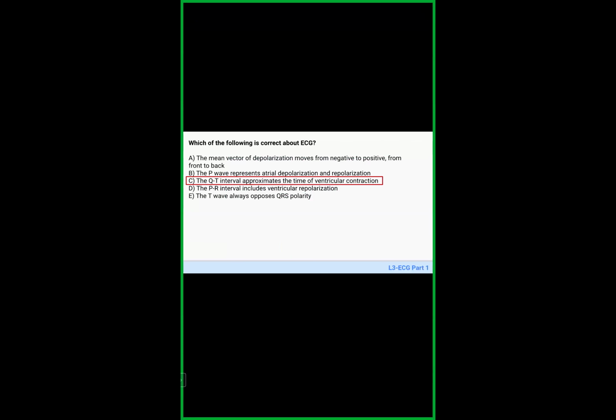Okay, this one you said A is wrong, but what does it mean? So when we talk about depolarization, it's from negative to positive. Usually depolarization is negative to positive, right? But here, the mean vector depolarization is not from front to back. It's just saying that the mean vector depolarization moves from negative to positive, which is not really correct in the ECG because sometimes it can move in the opposite direction when you're having a negative dip in the ECG. So I hope that helps.